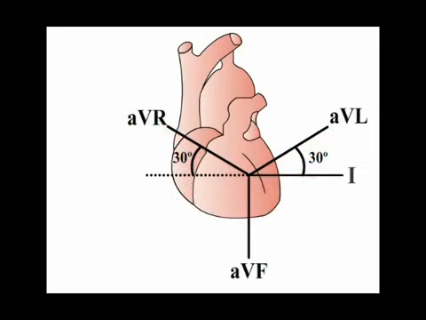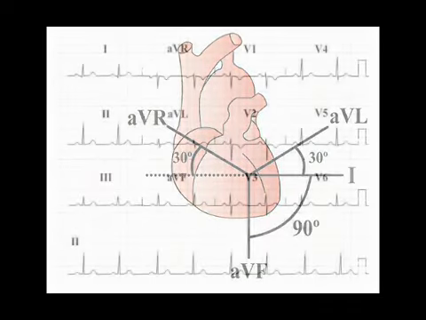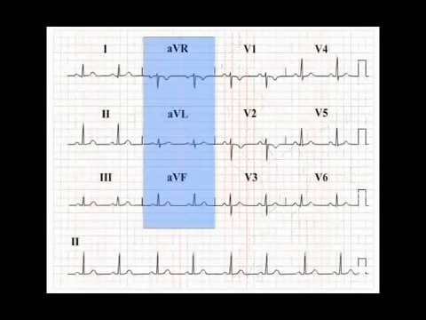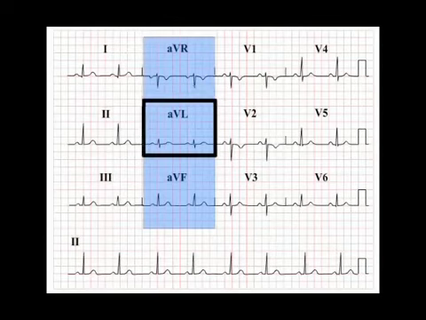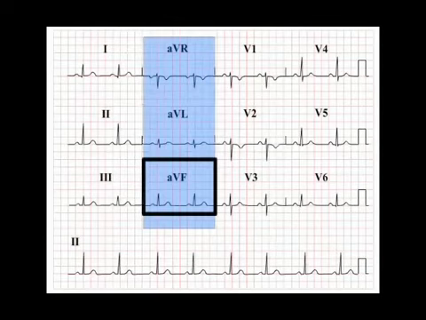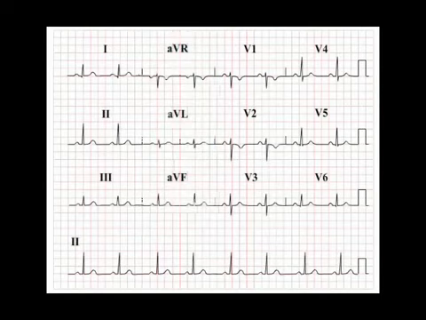AVF looks straight up at the inferior surface of the heart and is therefore at 90 degrees clockwise from lead 1. Think of AVF as looking straight up at the heart from the feet. F is for feet. The ECG readout recordings from the augmented leads are positioned between the standard leads and the chest leads, from AVR to AVL, and down to AVF at the foot of the page.